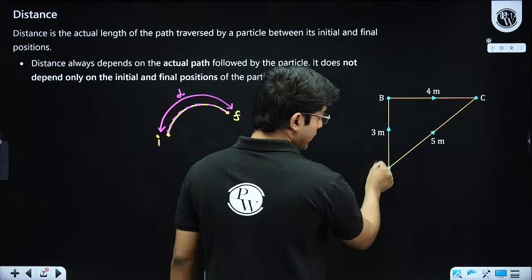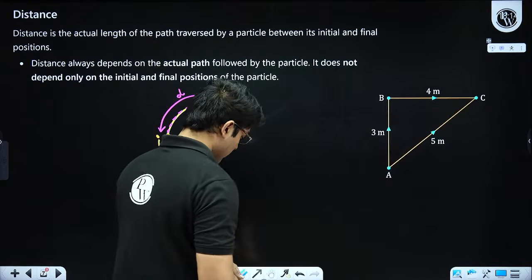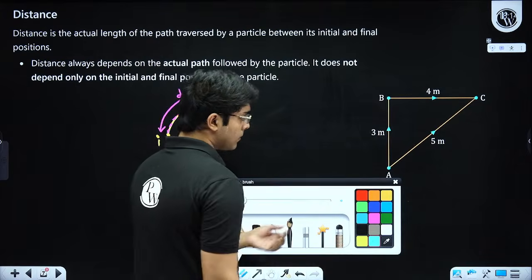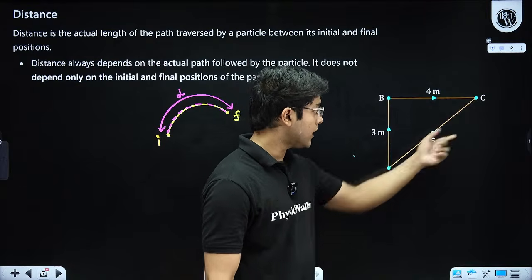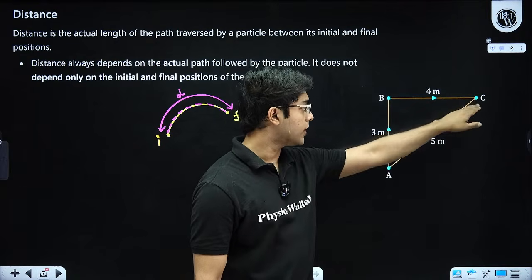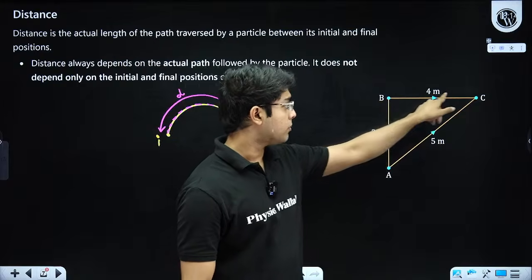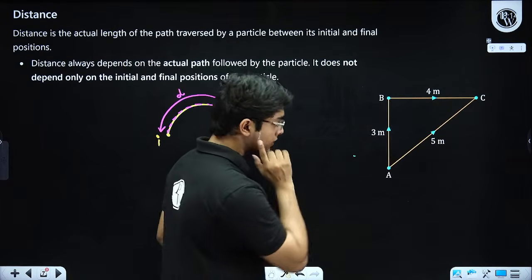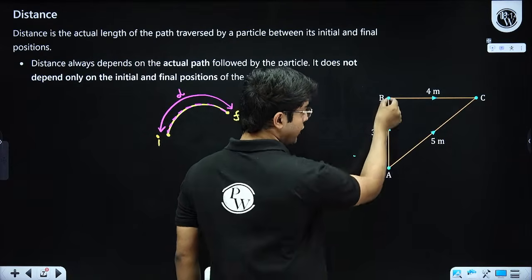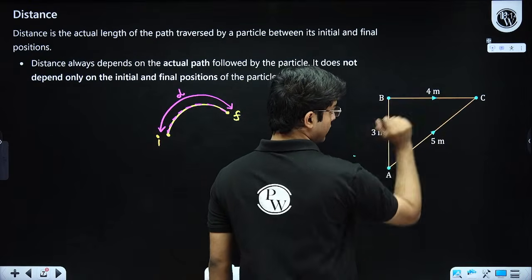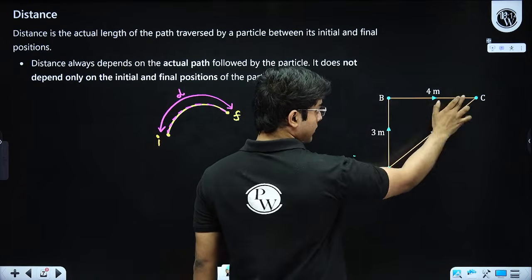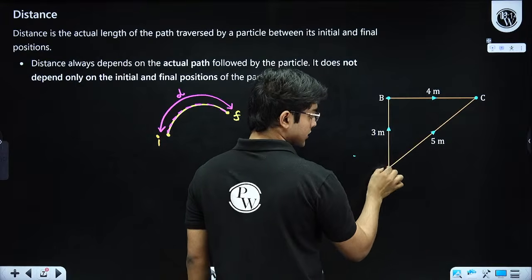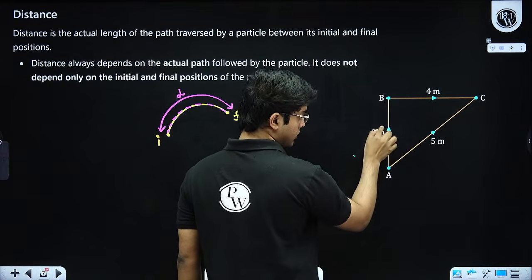So here we have an example, and in this example you're going from A to C. Now there are two different paths shown here. In the first path, you go from A to B, pause, and from B to C. So in this path, what is the distance traveled? You go from A to B, it covers 3 meters, right?